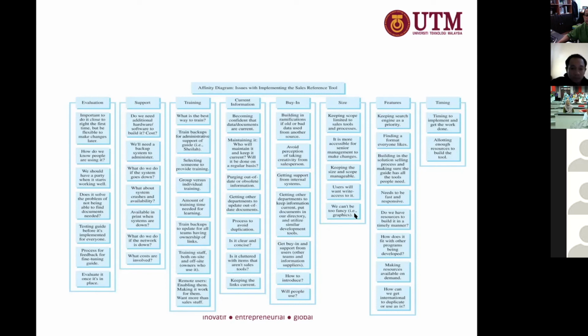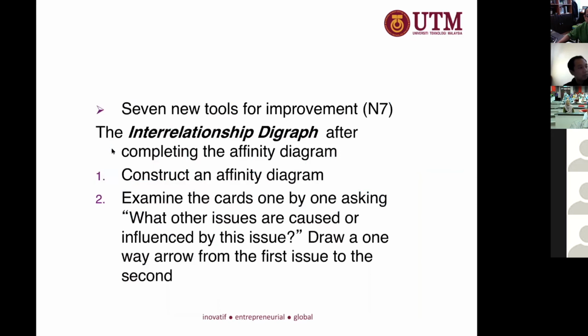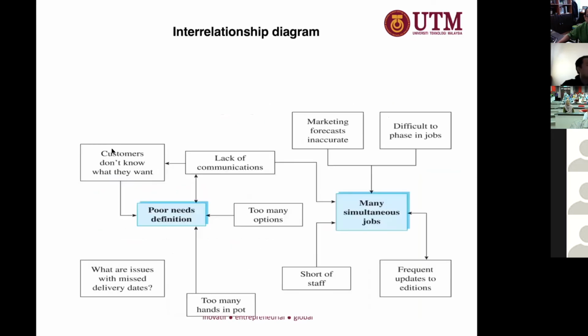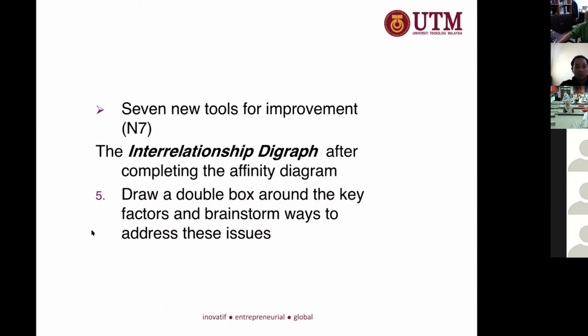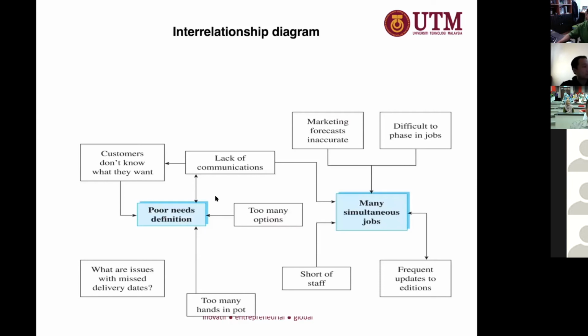We can't be too fancy on the size of the issues. So where is this related to other sub-issues? You have to find out. When we have the relationship diagram, we combine it in the affinity. After we complete the affinity, we do the interrelationship. Draw a double box around the key factor and brainstorm ways to address these issues. Like this.